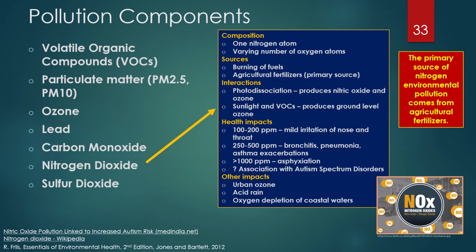Nitrogen oxides, or NOx, refer to gases composed of a single nitrogen molecule and a varying number of oxygen molecules, commonly formed from the burning of fuels. Nitric oxide, NO, and nitrogen dioxide, NO2, are the forms most relevant to air pollution. Nitrogen dioxide, a major component of air pollution, lends a reddish-brown color to smog. It also, through the photodissociation of sunlight, produces nitric oxide and ozone.